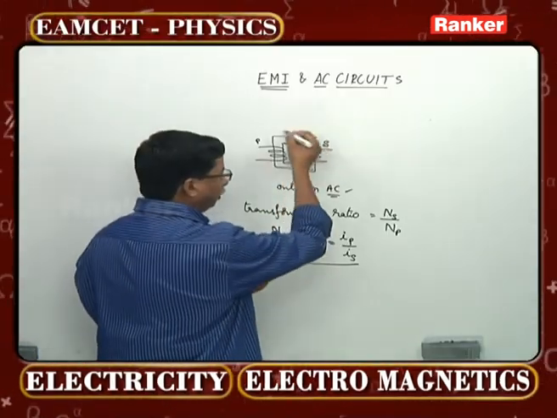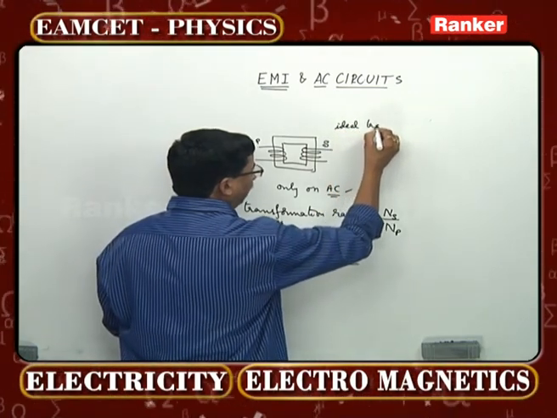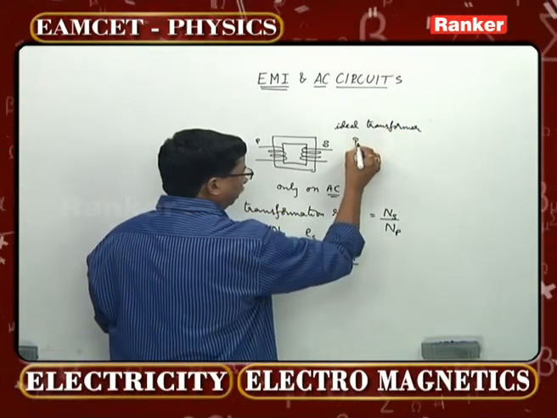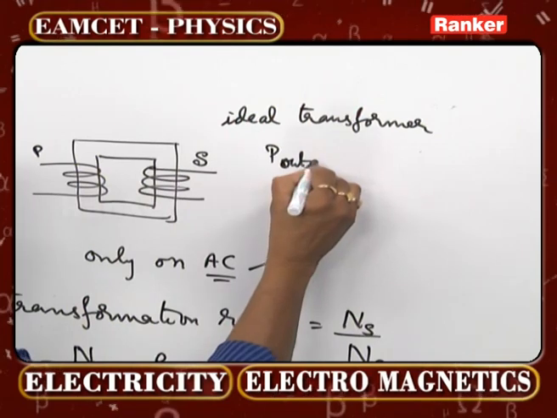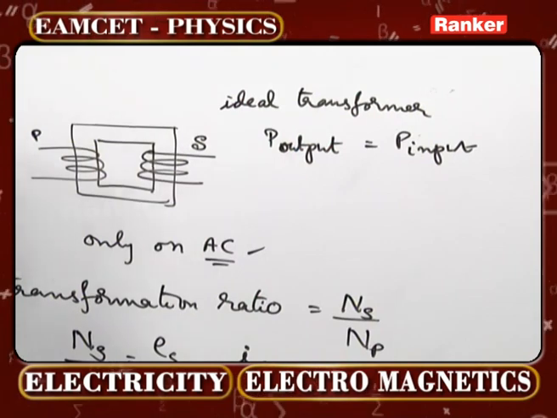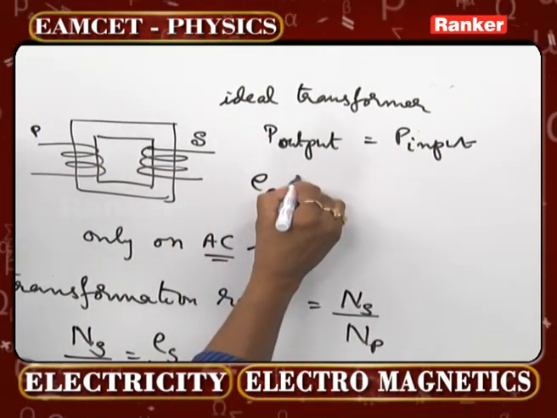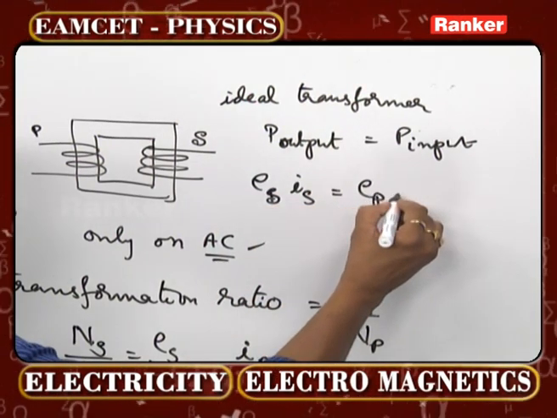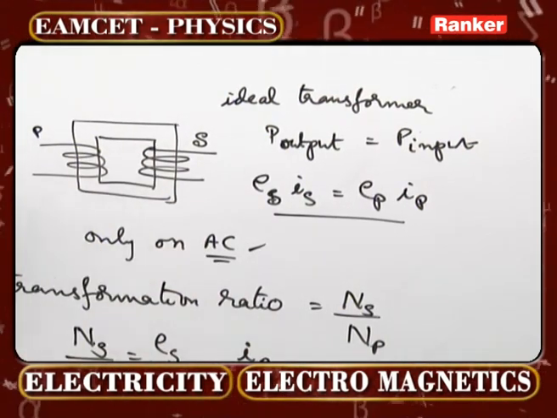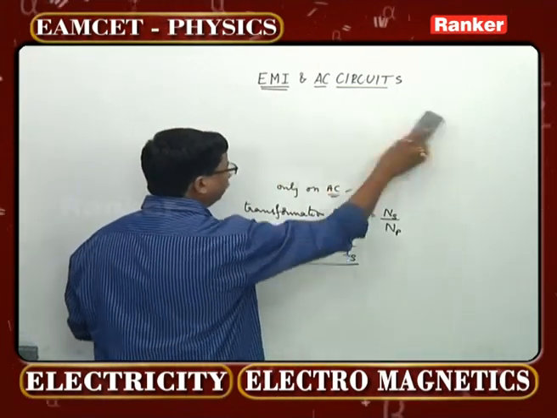And of course, whenever we talk about a transformer, we always consider it as an ideal transformer. What is this ideal transformer? It is one where the power output and power input are equal. That is what we call an ideal transformer. In other words, E secondary into current secondary is equal to E primary into current primary. This is the formula you people have to remember. So, these aspects one has to remember as far as electromagnetic induction is concerned.